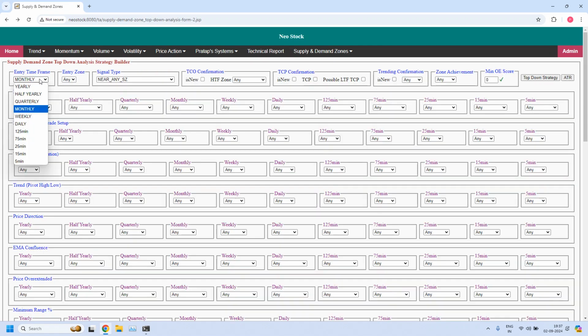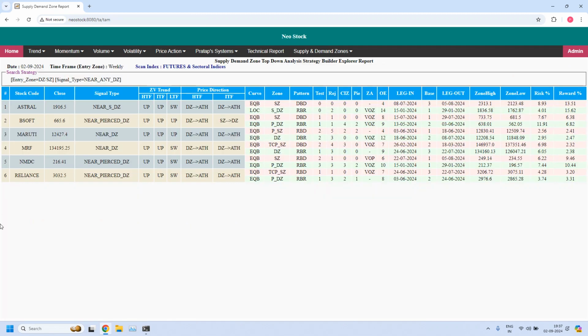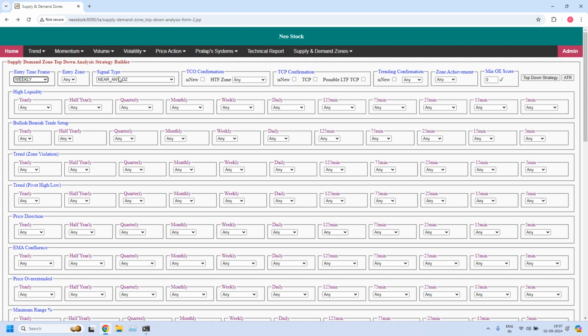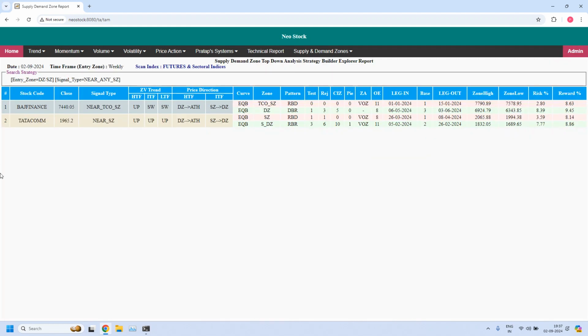Next time frame is weekly. Let us find the stocks near weekly demand zone. 6 stocks are filtered. Next report for weekly time frame, let us find the stocks near weekly supply zone. 2 stocks are filtered.